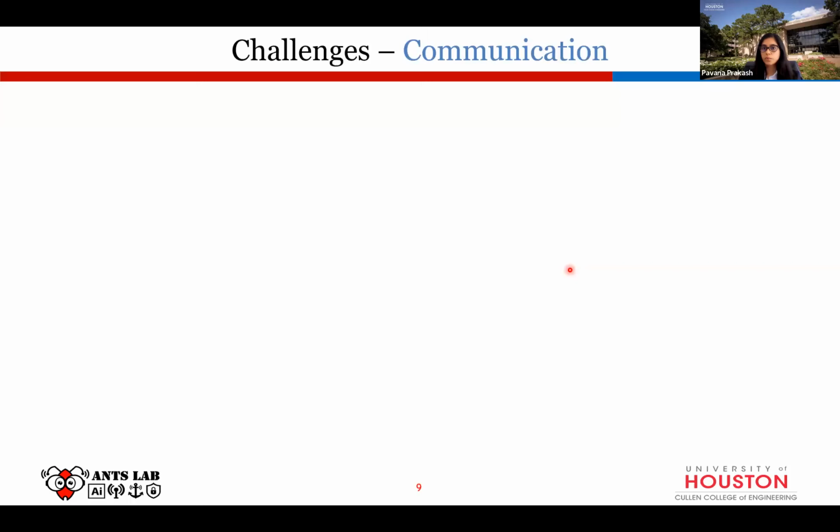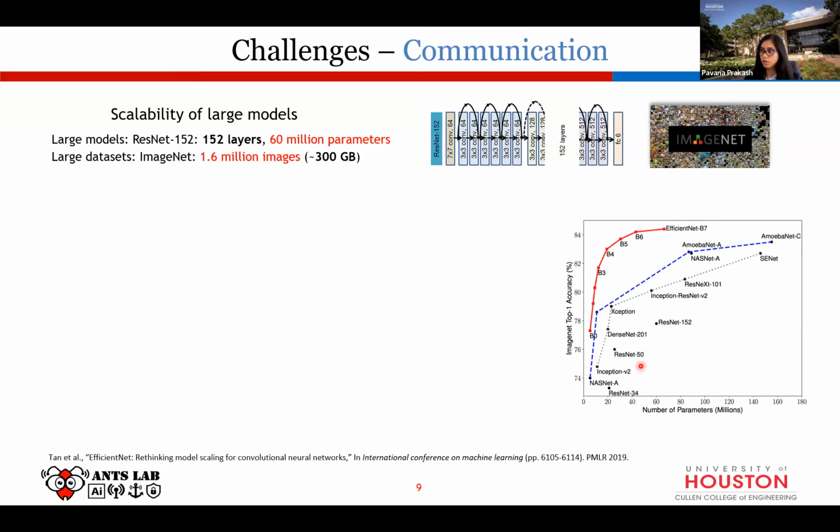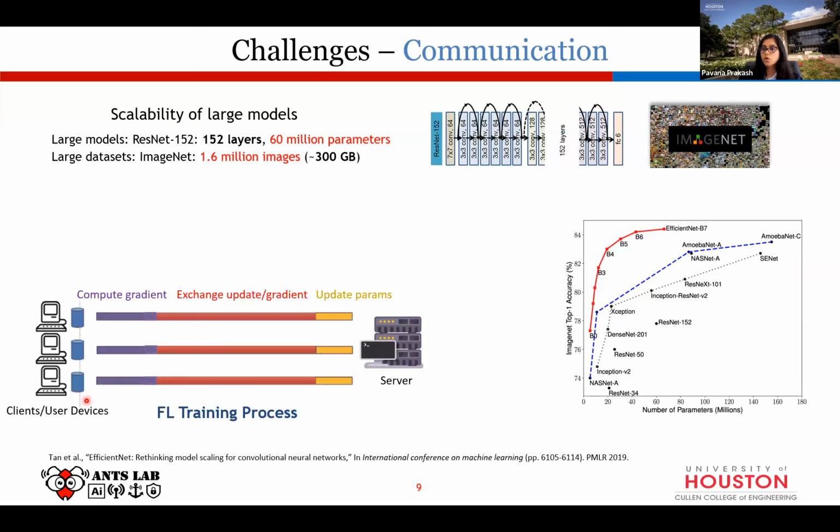The other challenge will be communication. Let's take an example of running a ResNet-152 deep neural network. It has about 60 million parameters and 152 layers. Let's say we are trying to use ImageNet as a training data set, which is about 300 GB in size and already has 1.6 million images. We already know the kind of burden this might put on the computation and on the communication. In a similar way to how we saw the number of parameters increase for deep neural networks, we'll see what happens in the training process. So let's have the client devices.